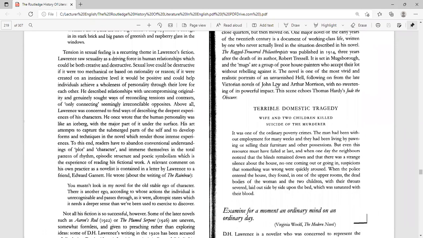Tension in sexual feeling is a recurring theme in D.H. Lawrence's novels. He saw sexuality as a driving force in human relationships, which could be both creative and destructive. Sexual love could be destructive if it were too mechanical or based on rationality or reason, instead of spontaneous and natural. He described relationships with uncompromising originality and genuinely sought ways of reconciling tensions and contrasts.